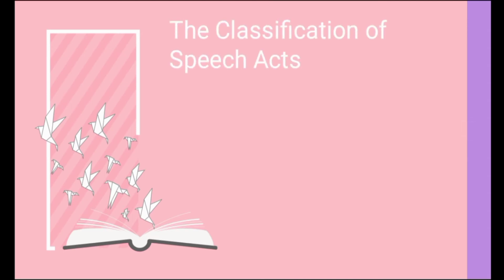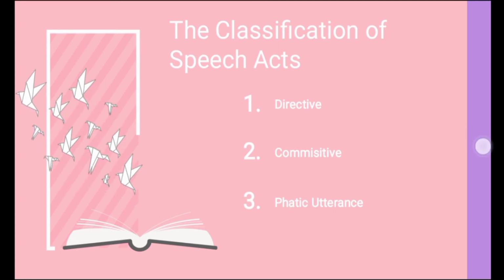Now we move to the classification of speech acts. There are 3 types of speech acts. The first is directive, the second is commissive, and the third is phatic utterance. Now, we're going to explain the classification of speech acts in depth. The first is directive.